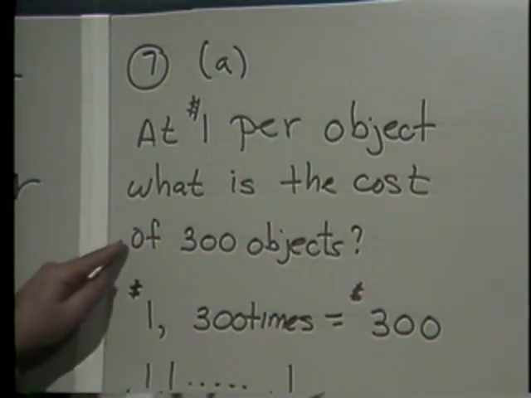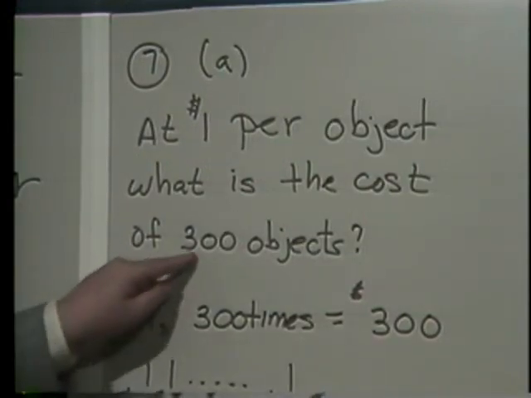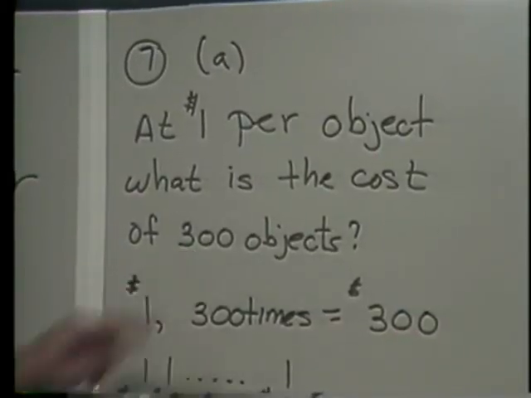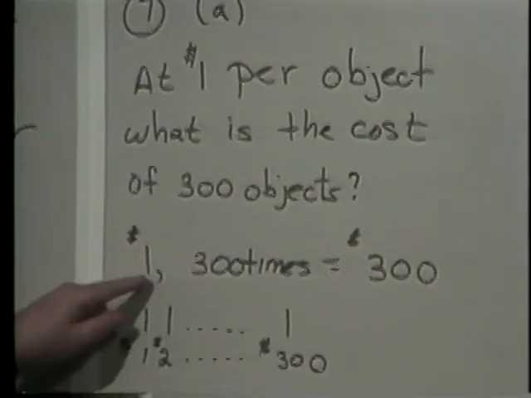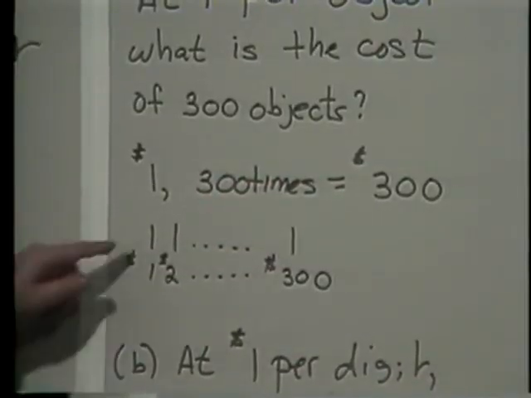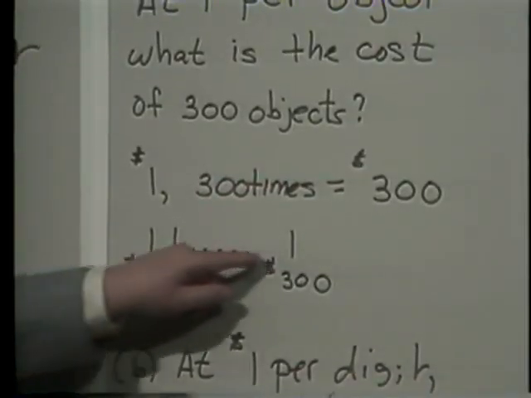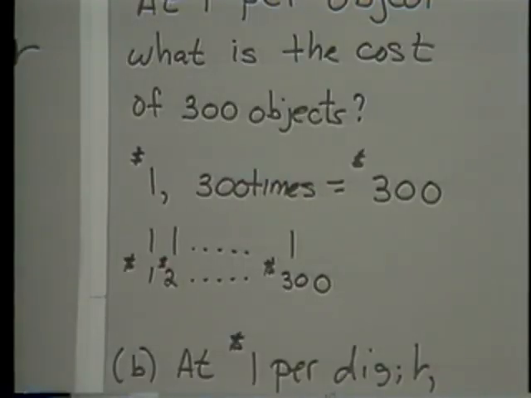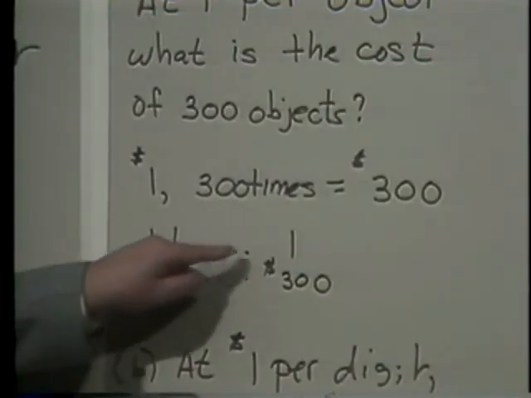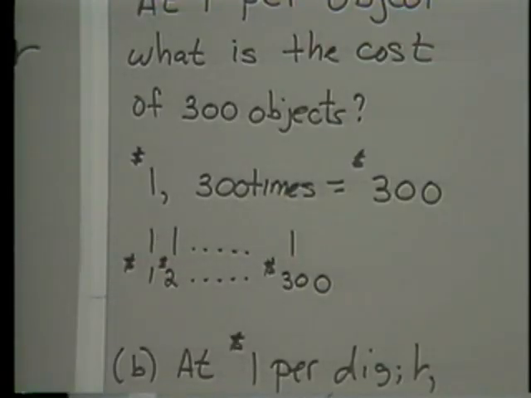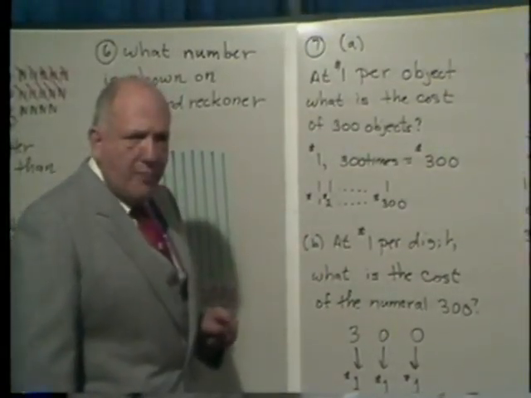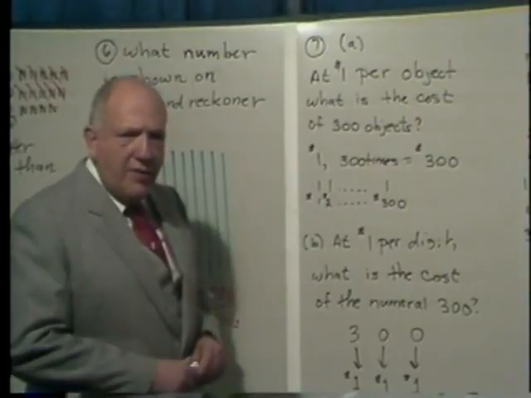Well, if you're paying $1 for each object, you're paying for 300 objects $1 300 times. So in other words, at a rate of 300 times $1, you're going to be paying $300. In terms of tally marks, imagine that you have 300 tally marks here, 1 for each object, and now you're paying what? $1, $2, $3, $4, $5, all the way up to $300. That's all Part A says, okay? At $1 per object, you're paying $300 for 300 objects.